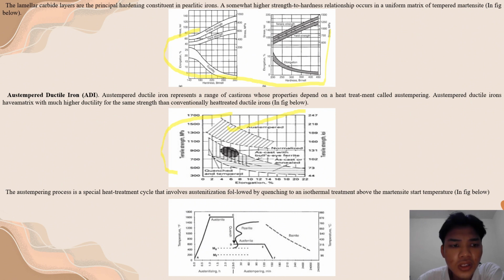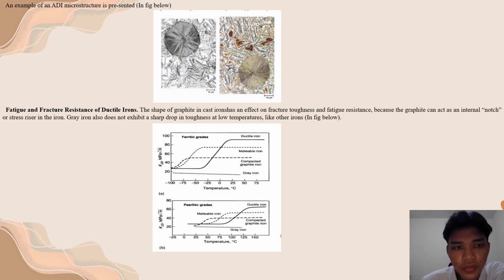Austempered ductile irons have a matrix with much higher ductility for the same strength than conventionally heat treated ductile irons. The austempering process is special. Its treatment cycle involves austenitizing followed by quenching to an isothermal treatment above the martensite start temperature. An example of an ADI microstructure is presented.